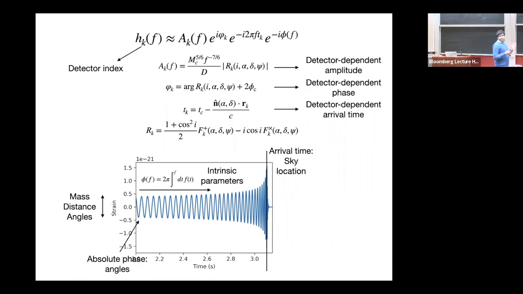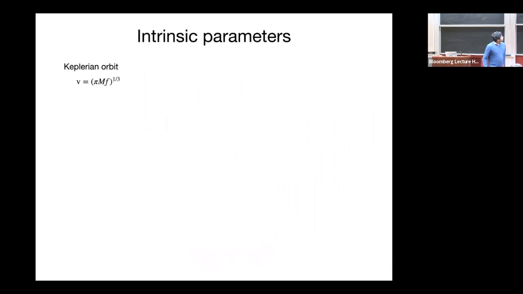Right, and all the intrinsic parameters are encoded in the evolution of the frequency with time, or the phase, phi of x. So the problem factors into these two halves under these simple assumptions that I mentioned: that there's only one polarization, there's only one mode, and there are no extra things like spins, etc. Okay, so let's look at the intrinsic parameters.